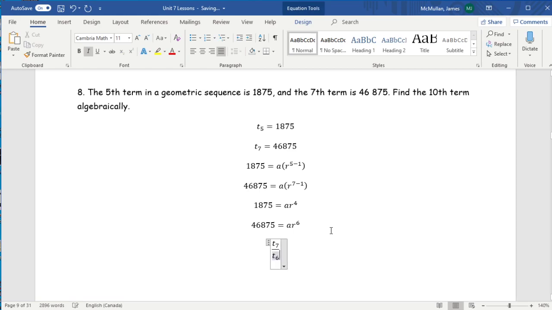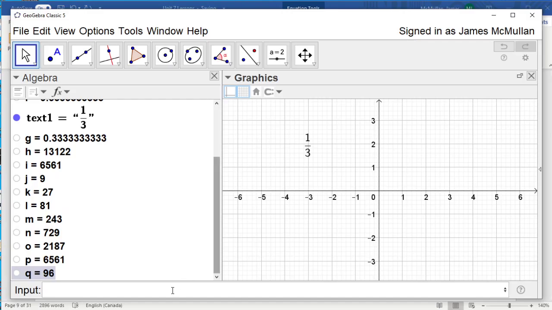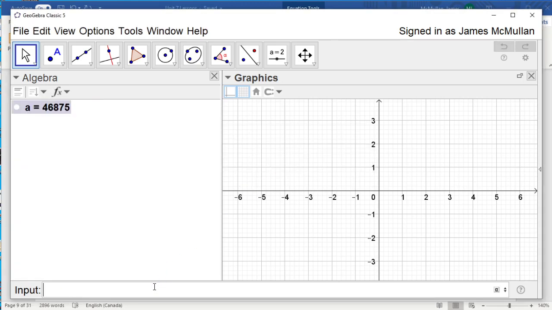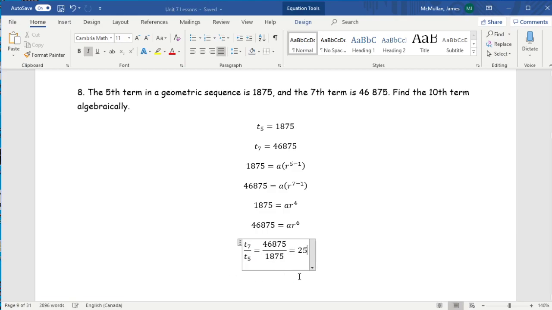term 5. Sorry, term 5. Okay, term 7 divided by term 5. So 46,875 divided by 1875. What does that tell us? So let's start a new one. 46,875, 1875. And then we have A divided by B. And the answer is 25.